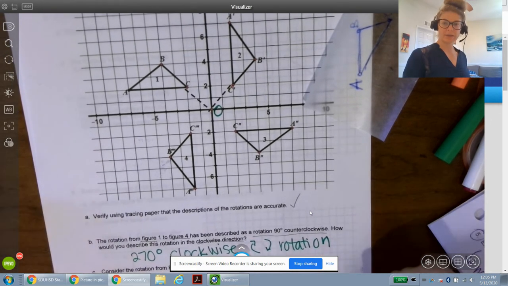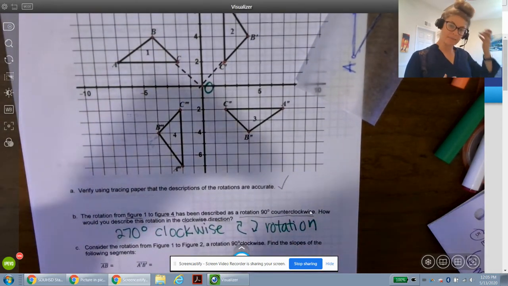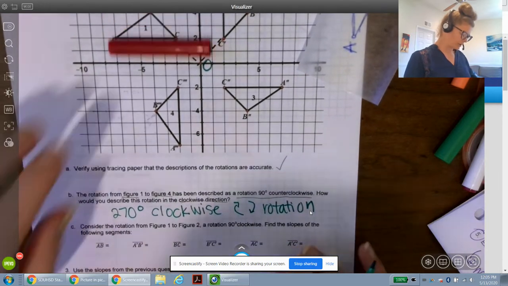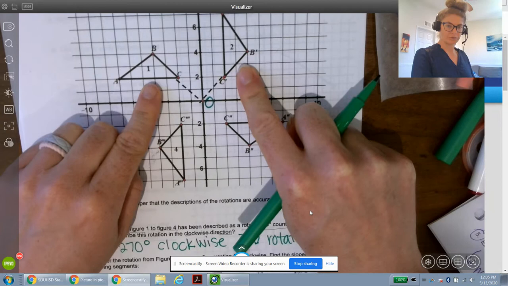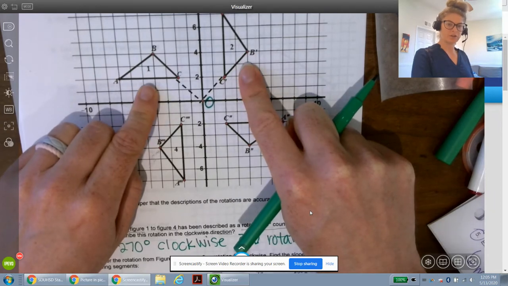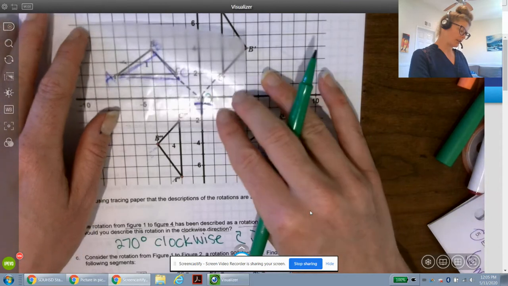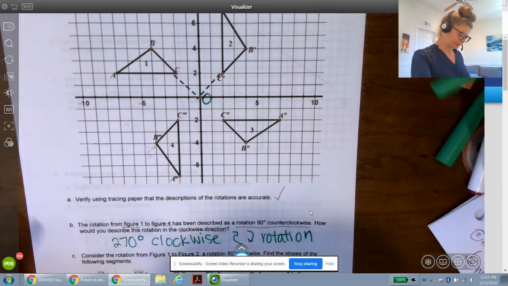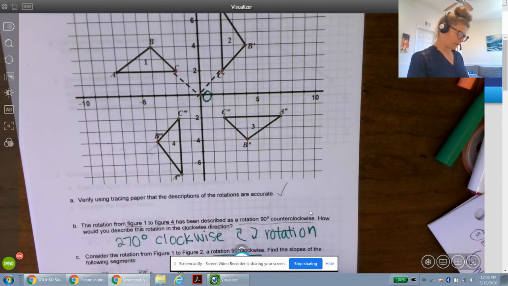So now, just like we did before when we wanted to explore the slopes to see if we can find some type of pattern and prove if these are congruent, we are going to look at the rotation from just figure 1 to figure 2. Remember, this is just a 90-degree rotation, and it's a 90-degree clockwise rotation. Rotation 90 degrees clockwise. Find the slopes of the following segments.